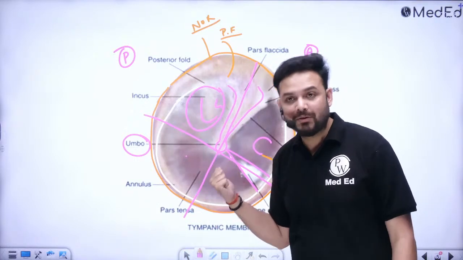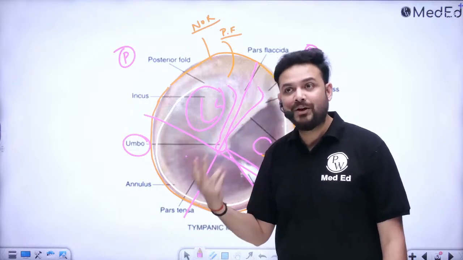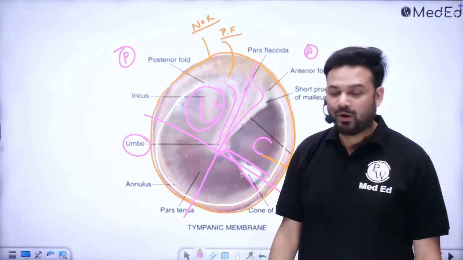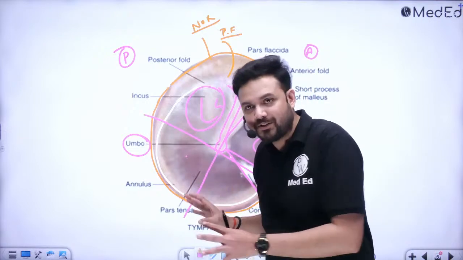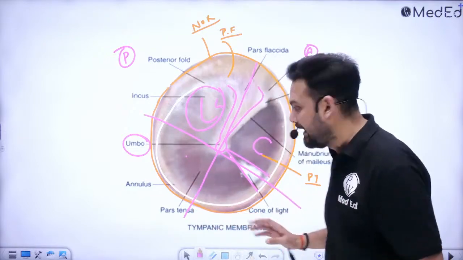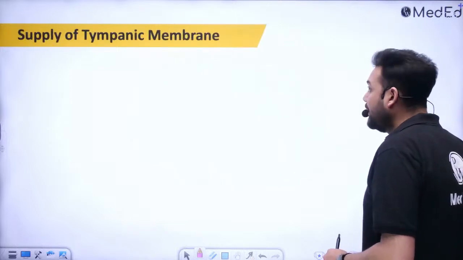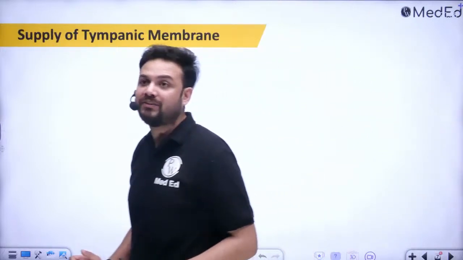Okay, so we are building up a concept over here. And this is going to keep coming when you read your further topics. Right? Okay, fine. Now we have understood what a normal tympanic membrane is. Chalo. Now, with this, we'll move on to the supply of the tympanic membrane.